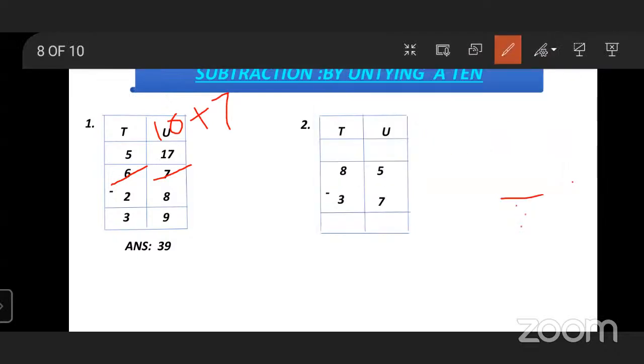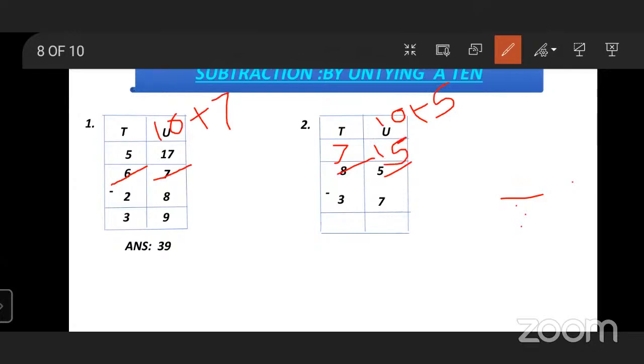So since we gave this 110, here how much will we have? We will have 7. And this 110 means here 10. When we convert this 110 into units, we will have 10 units. And this 5, we will add into this, so we will get 15.